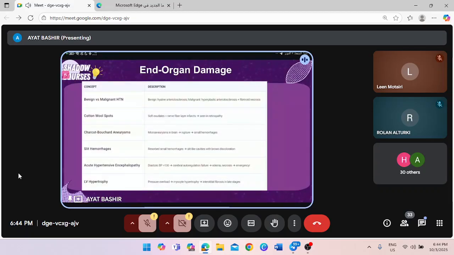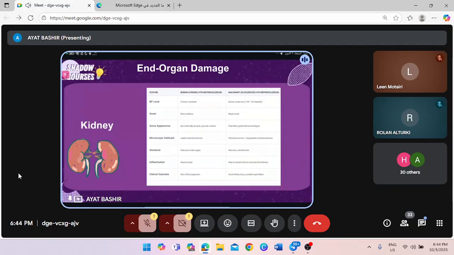Charcot-Bouchard aneurysm, which is in the brain, a microaneurysm in the brain. If it ruptures, we'll have a small hemorrhage. Then slit hemorrhage. We have acute hypertensive encephalopathy when the diastolic blood pressure is more than 130. The left ventricular hypertrophy is what we talk about now.